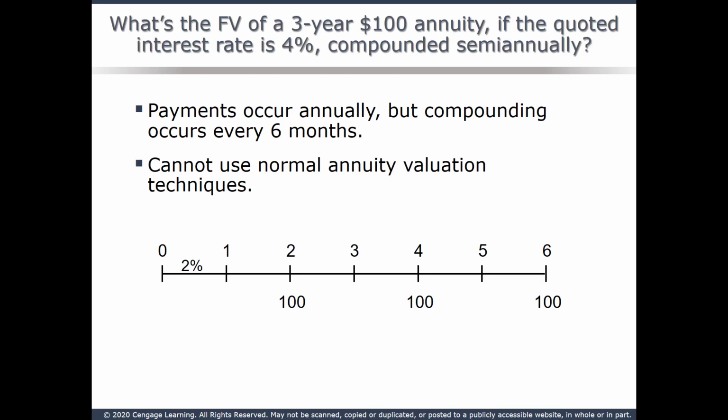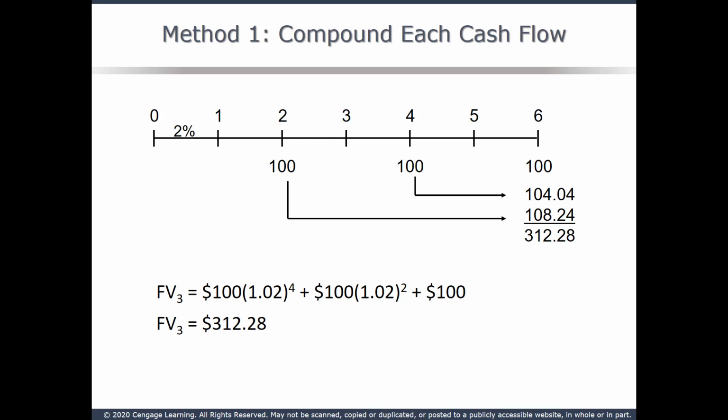For this problem, we have a 3-year $100 annuity with a rate of 4% compounded semi-annually. The $100 is paid annually, but the rate is compounded semi-annually. You can't convert $100 a year to $50 every 6 months to make the payment and rate match. One way to solve the problem would be to manually calculate each future value and add them up. Remember, we'll be using the semi-annual rate, 2% per 6-month period, and N is the number of 6-month periods. The first $100 is compounded forward 4 6-month periods. The second $100 goes forward 2 6-month periods.